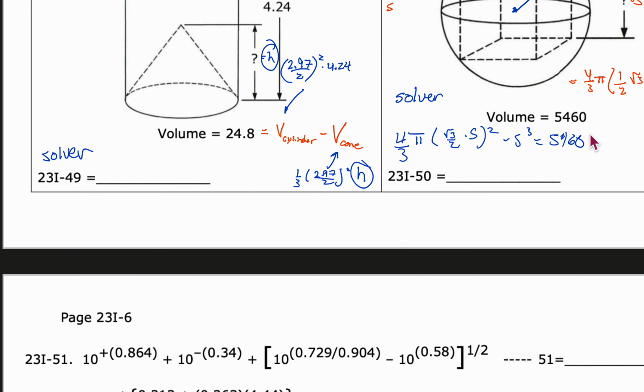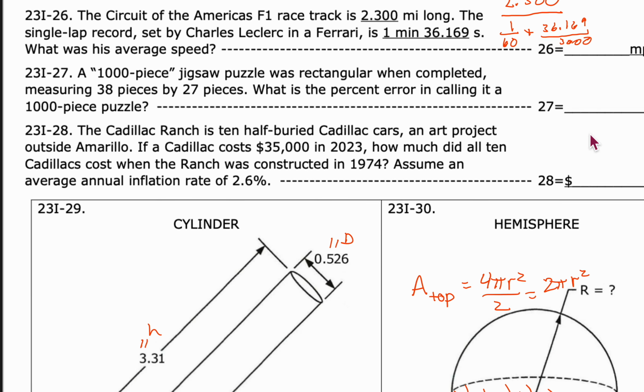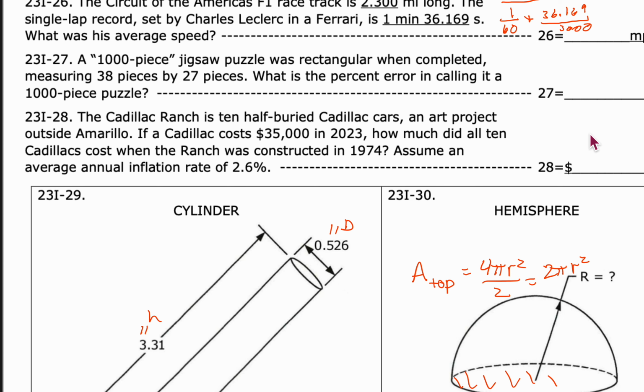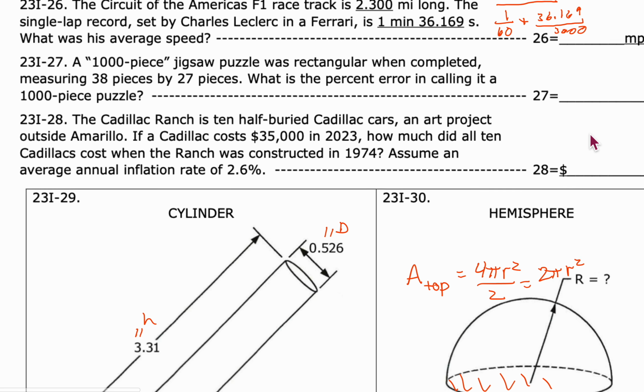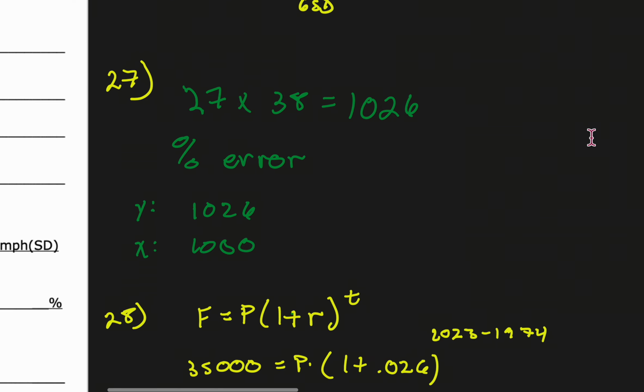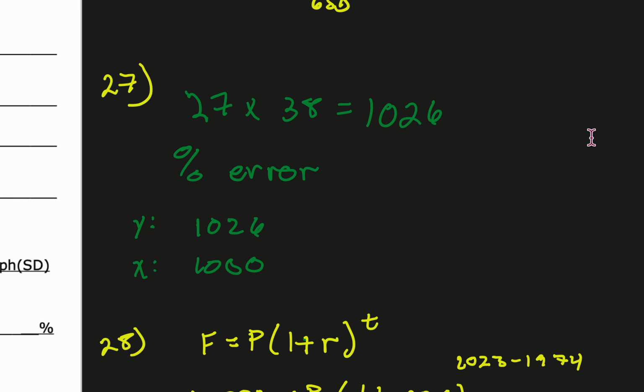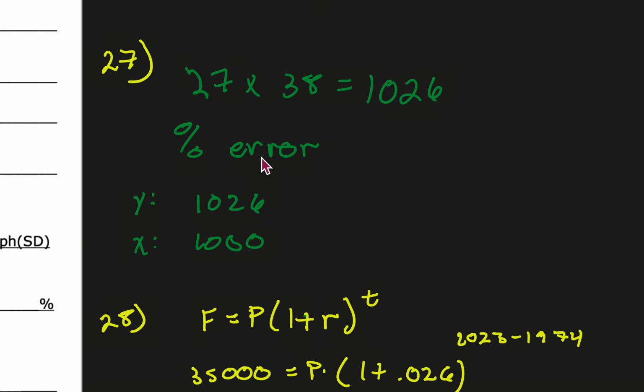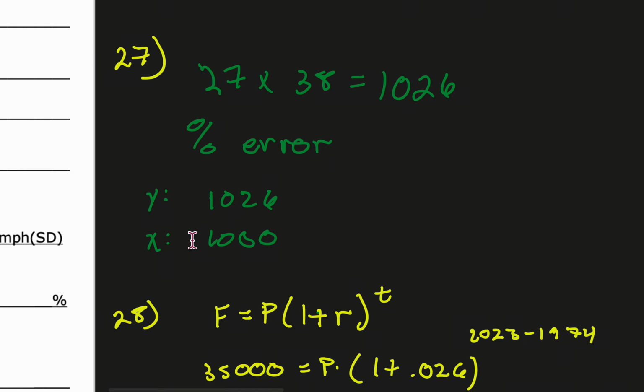Let's look at number 27 now. A "1,000-piece" jigsaw puzzle was rectangular when completed and measured 38 by 27 pieces. And the question is, what is the percent error in calling it a 1,000-piece puzzle? So we first have to figure out how many pieces are in that puzzle. 27 times 38 is 1,026. And we're going to do percent error. When we do percent error, it's the correct value first, then the guess value. The estimation is that the puzzle is 1,000 pieces. So the correct value is going to be 1026, then enter, then 1,000, then we do percent change.